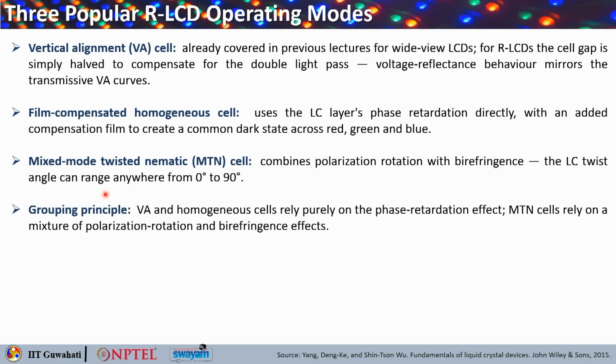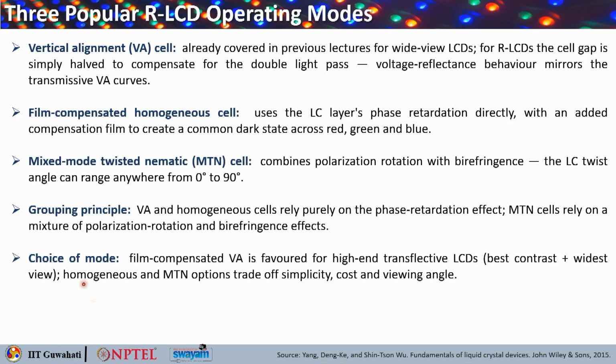Okay. So, you can see that the VA and the homogeneous cells rely purely on the phase retardation effect, and the MTN cells rely on a mixture of polarization rotation and birefringence effect. Okay. So, the choice of mode can be designed like that.